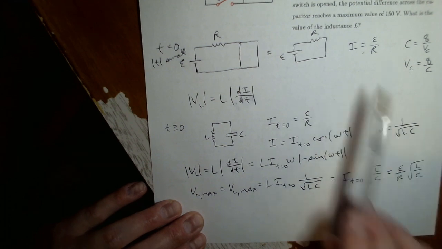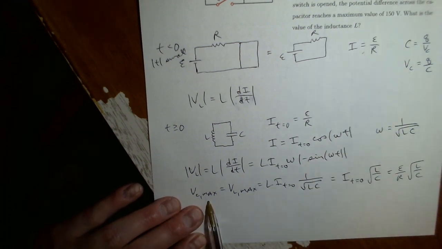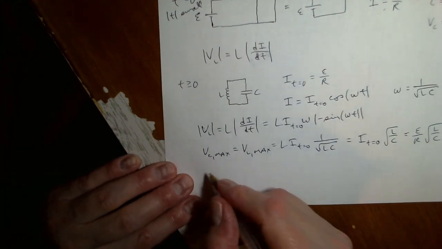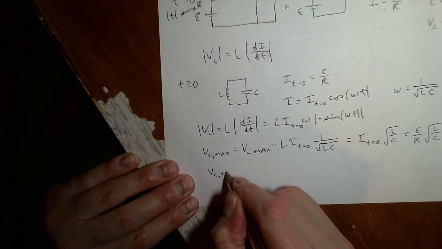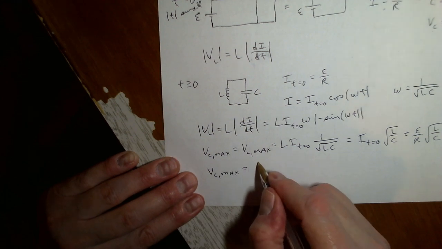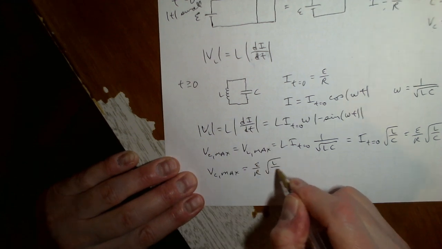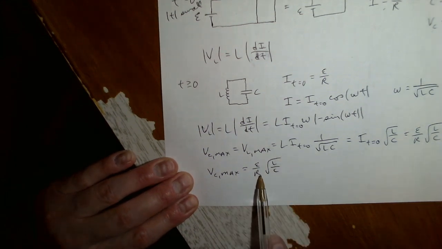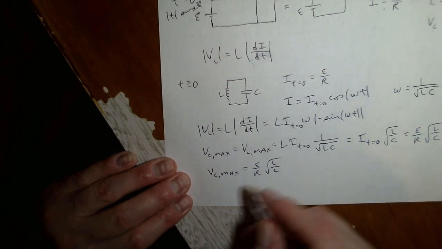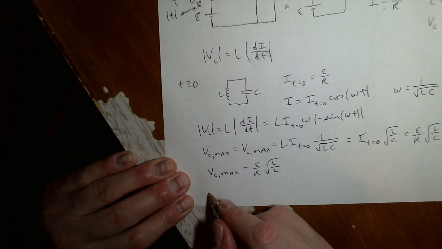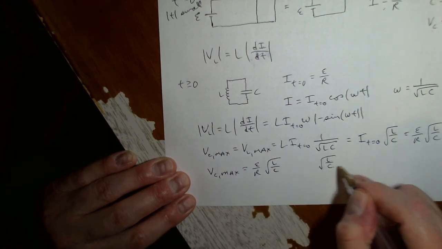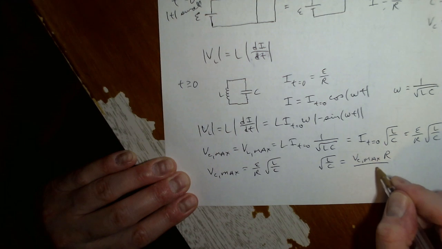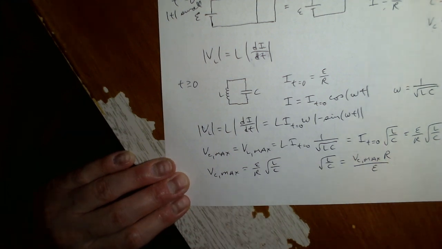And we're given this maximum voltage for the capacitor, 150 volts, and we want to find L. So we say that VC max is equal to EMF over R root L over C, and we want to solve for L. Well, we multiply by R over EMF on both sides, and you get that root L over C is equal to VC max times R over EMF.